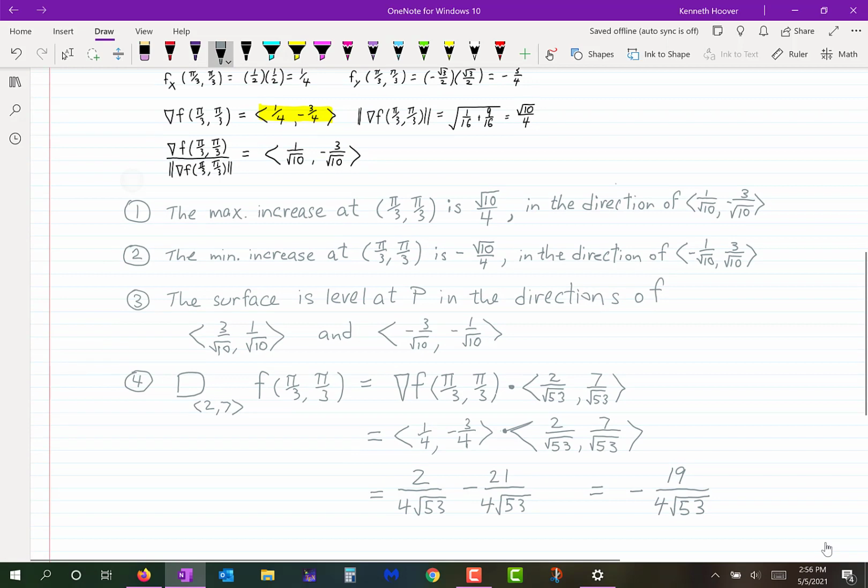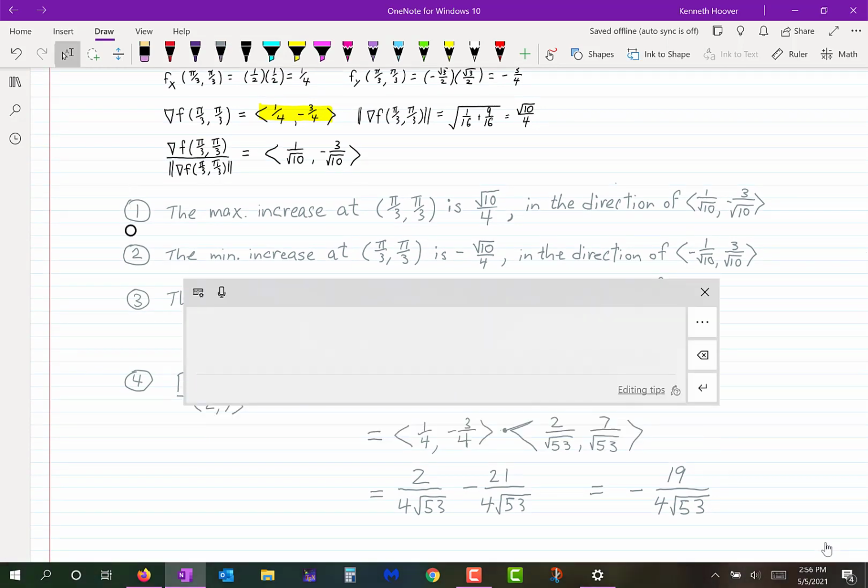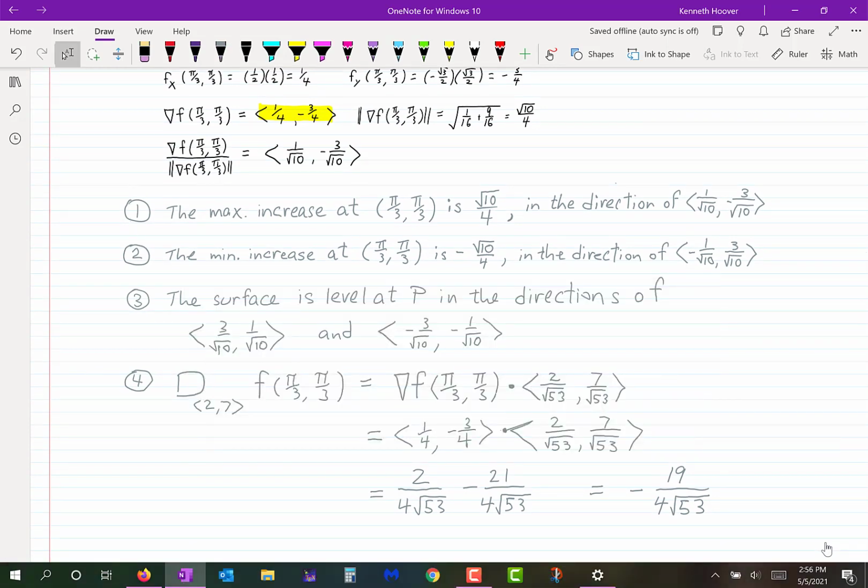That is the slope in the direction of the vector 2, 7 when you're standing at the location of pi over 3, pi over 3. Okay, so this stuff is a new concept, but the calculations are quite easy, I think. All right, that's all for today.